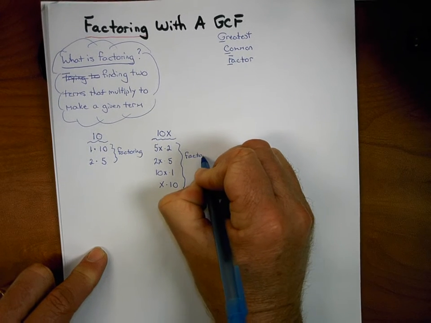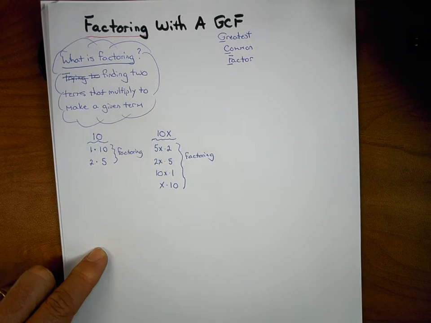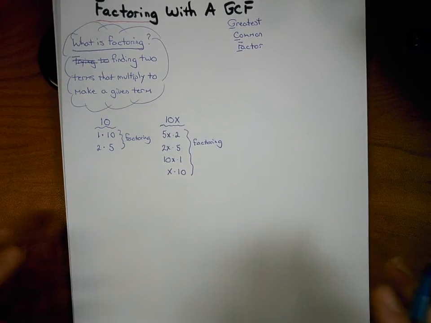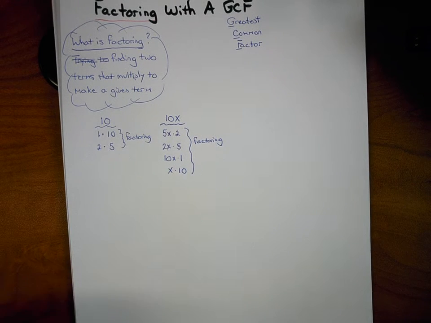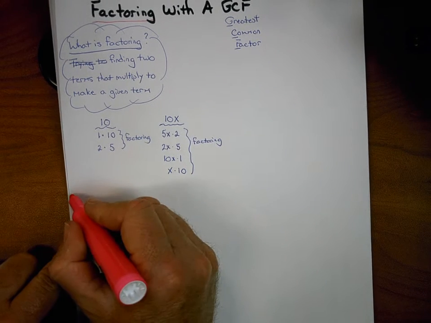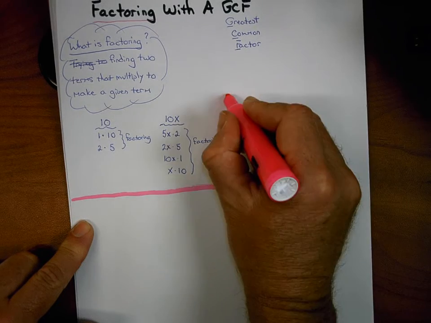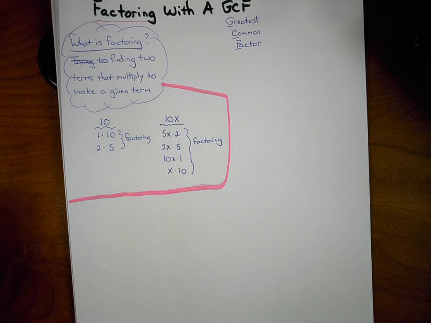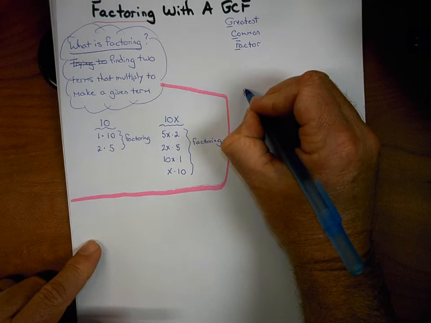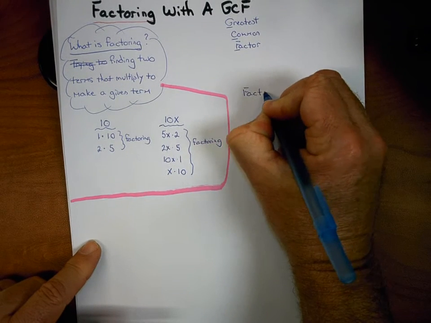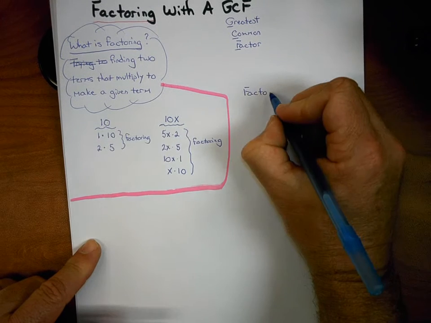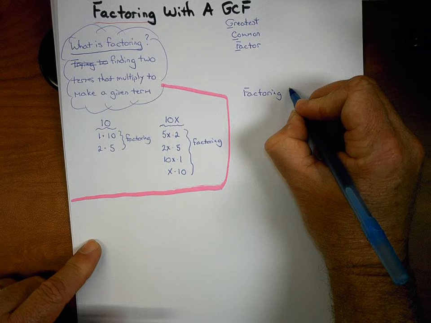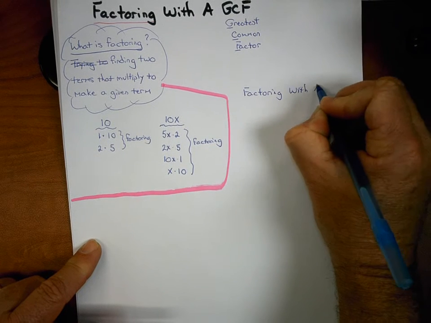So, hopefully you get the idea of what factoring is. It simply means we're finding two terms that multiply to make a given term. Now, this 10x stuff, we're not going to deal with that. That stuff is way too elementary for us. We're going to be factoring polynomials. Ten is a polynomial, but we're going to be factoring using a GCF, or factoring with a GCF, like the title of our notes says.